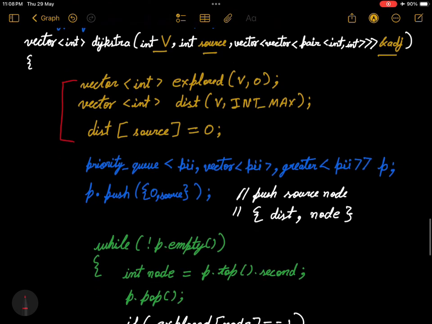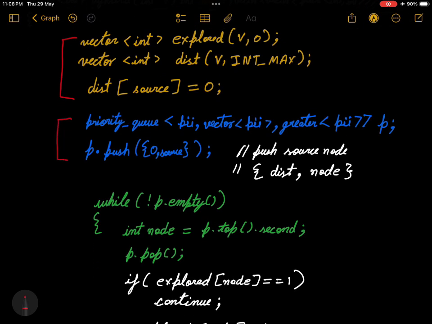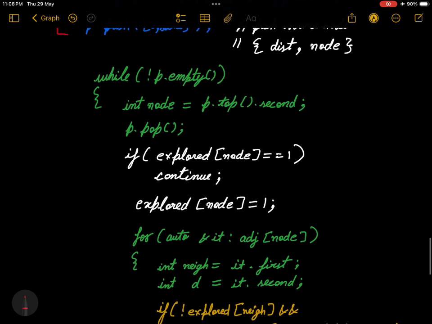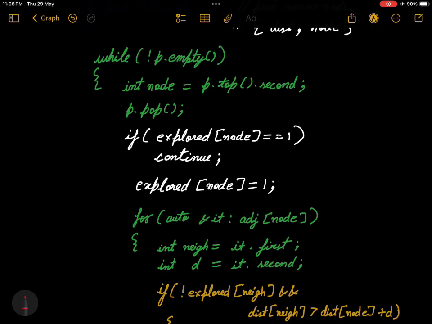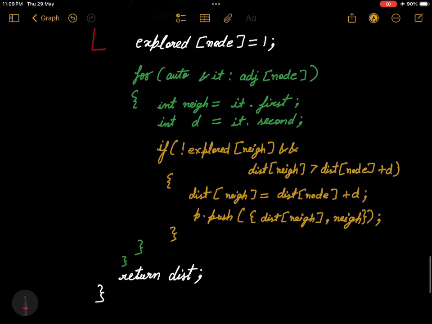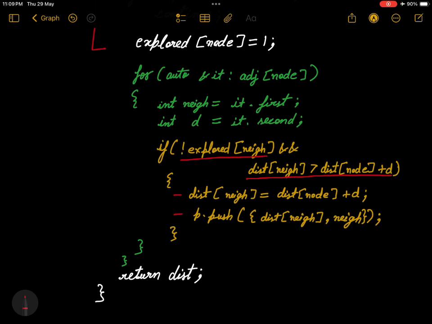We'll have our explored vector, distance vector. We will mark distance of source as 0. Then we initialized our min heap, push the source node and its distance 0 into it. Then while priority queue is not empty, we got the node, we will pop it out, right? We will check if it is explored, we will continue. If it's not explored, we will mark it explored, and then we will relax the neighboring edges for it, right? We'll get the neighboring node, its distance, and check if it is not explored and neighboring node distance is greater than the distance of node plus edge weight. We will relax it and push it into the priority queue, and at the end we will return the distance vector.